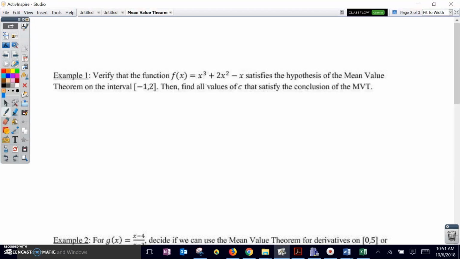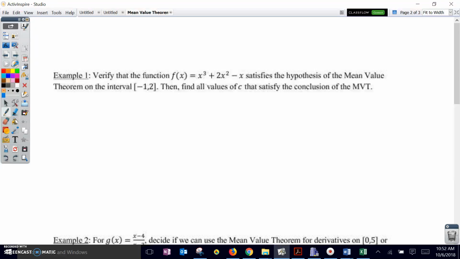Okay, so to satisfy the hypothesis of the mean value theorem, this function has to be continuous on the entire closed interval from -1 to 2, and it has to be differentiable on the open interval from -1 to 2. Both of those things are true. We know that all polynomial functions are continuous everywhere in their domain, or really for all real numbers, and we know that all polynomial functions are differentiable for all real numbers, so they're going to be both continuous and differentiable on this closed interval, since it's a subset of the real numbers.